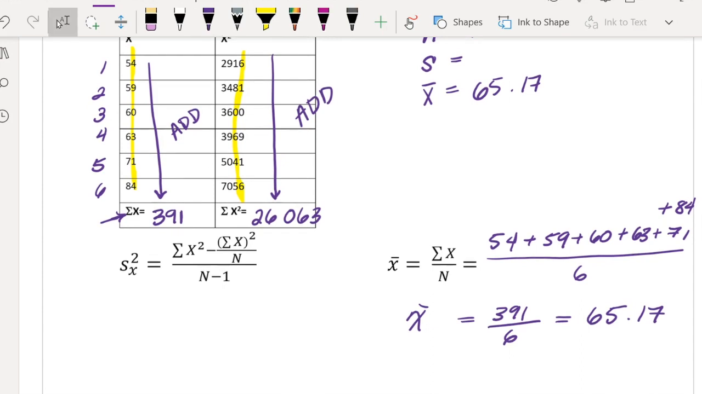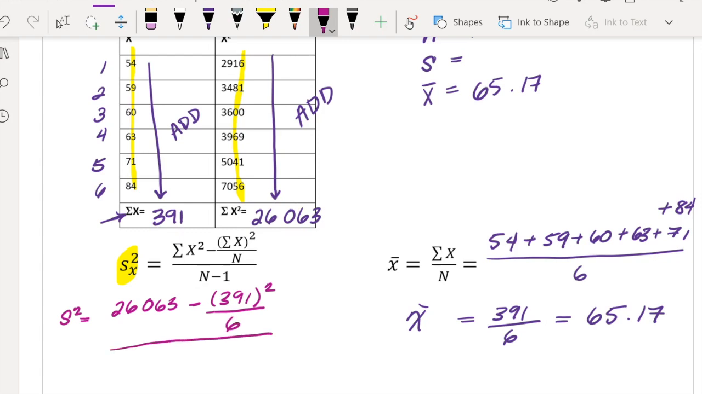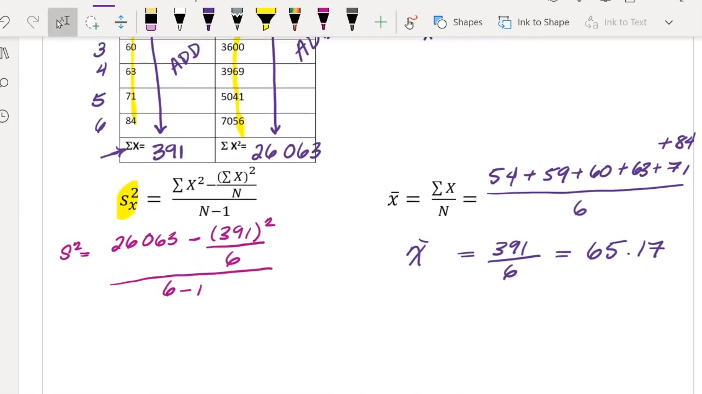My standard deviation, but remember, before I even find the standard deviation, I have to find the sample variance. This is chapter 5, I believe. So remember, you're always going to put the largest number first. So 26,063 minus 391, but we have to square it, divided by 6, over 6 minus 1. I hope I have some space here.